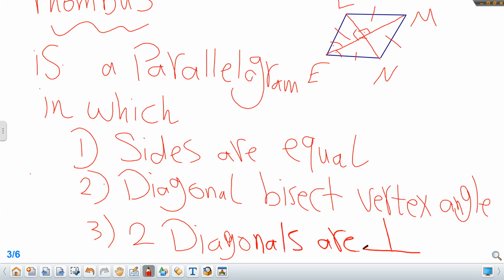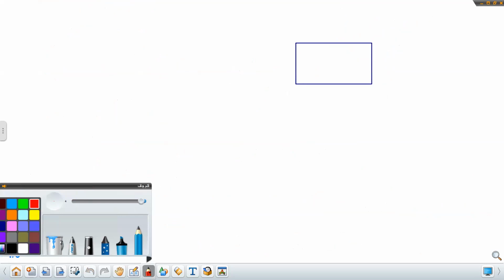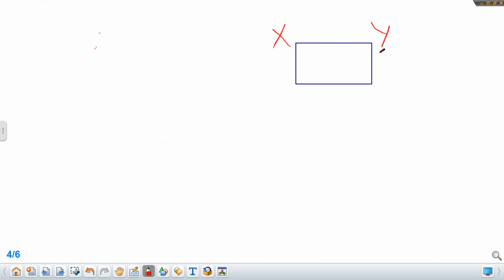Let's go to number 3. What is this figure? I think you know that well. This is a rectangle. For example, I will name it XYZL. Is the rectangle maybe a parallelogram? Yes, we can say the rectangle is a parallelogram, but it has additional properties. Number 1: all angles are right. Yes, good. So the rectangle is a parallelogram.